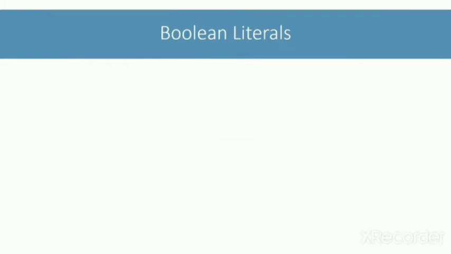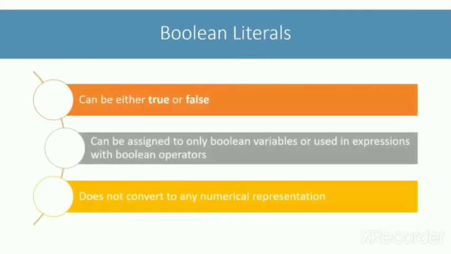Boolean literals are straightforward. A Boolean literal can take only one of the two Boolean values represented by the words true or false. Boolean literals can only be assigned to variables declared as Boolean or used in expressions with Boolean operators. For those of you coming from a C++ background, please note that in Java, the Boolean literals true and false do not convert to any numerical representation. This is different from C++. In Java, false is not equal to 0 and true literal does not have any numeric value other than 0. They are purely Boolean literals, true and false.